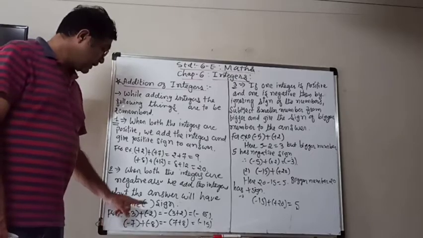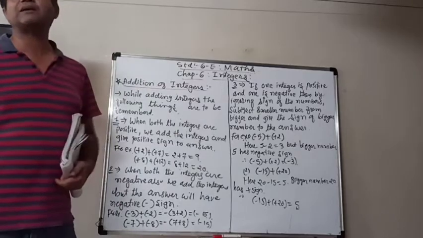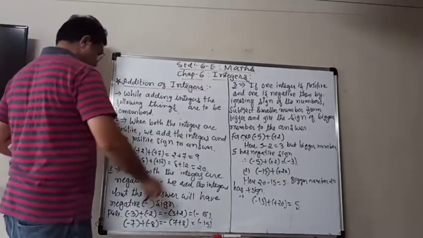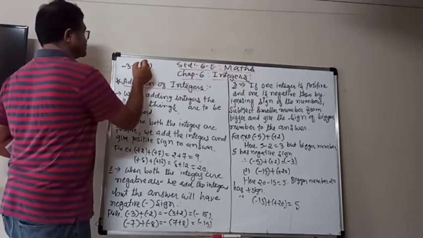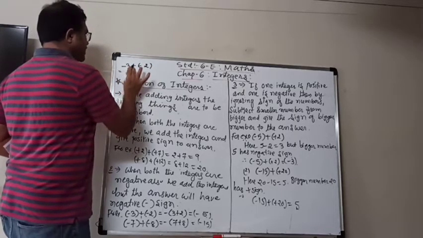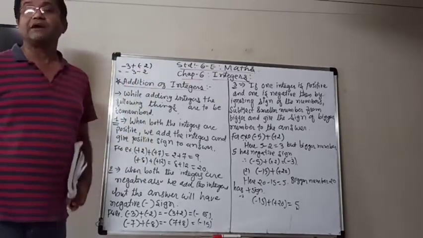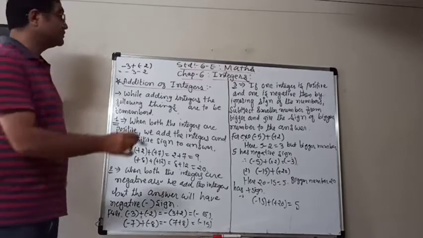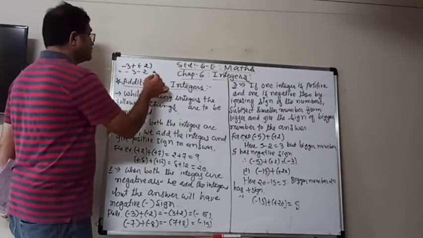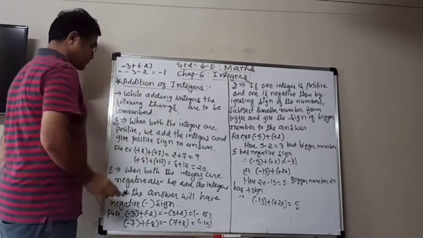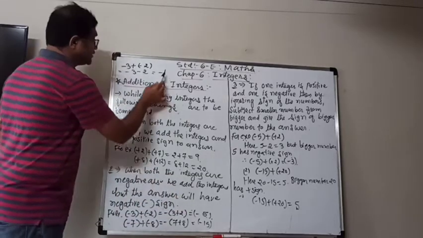Here, what is the point where they can make a mistake? Look here: minus 3 plus minus 2. They write plus minus as minus, so minus 3 minus 2. Now what will they do? They will do 3 minus 2 is 1, so they will write down minus 1. But that answer is how much? Minus 5. Look at the difference of the answer.